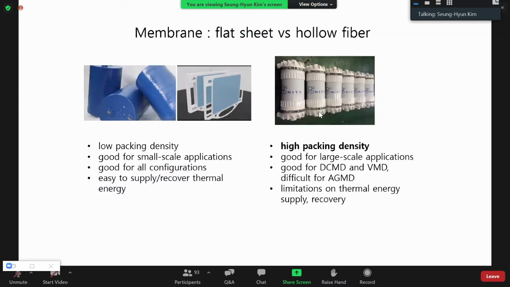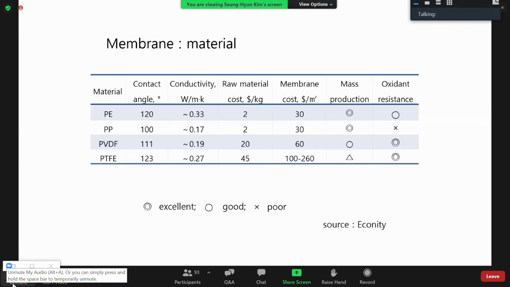Okay, first you have to decide whether you go with flat sheet or hollow fibers. You are all membrane experts, so I'm not going to go through pros and cons of flat sheet and hollow fiber. We decided to go with the hollow fiber because of its high packing density.